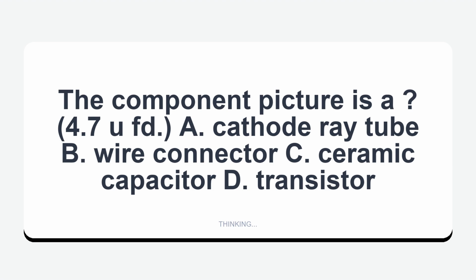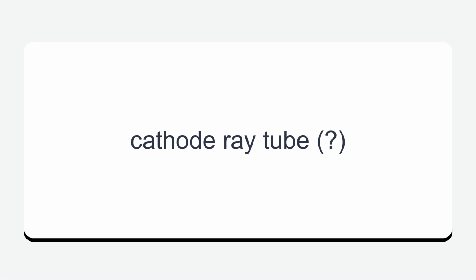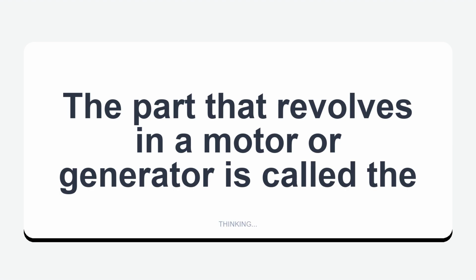The component pictured is 4.7 UFD. A. Cathode ray tube. B. Wire connector. C. Ceramic capacitor. D. Transistor. Cathode ray tube. The part that revolves in a motor or generator is called the armature.